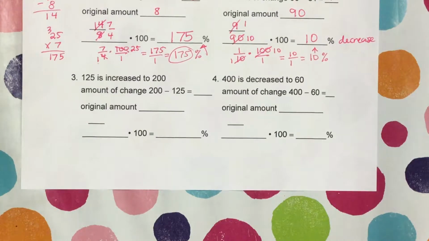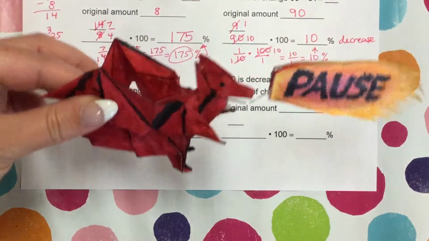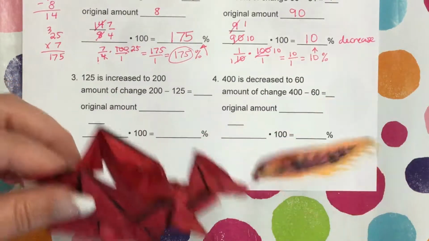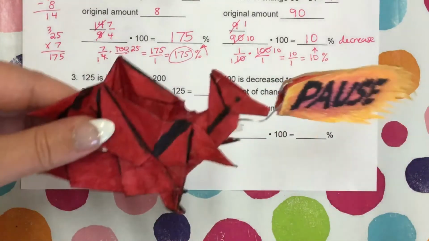So now I want you to go ahead and try 3 and 4. Where is our friend? Oh, here's the pause dragon, reminding you that you need to pause your device. Go ahead and work out problems 3 and 4. When you get done, press play and we will see how you did. See you in a bit.